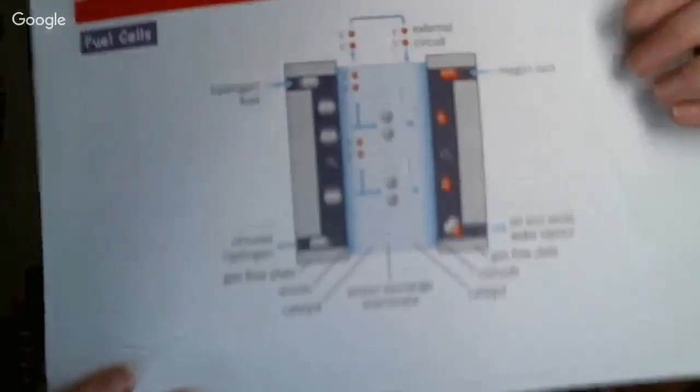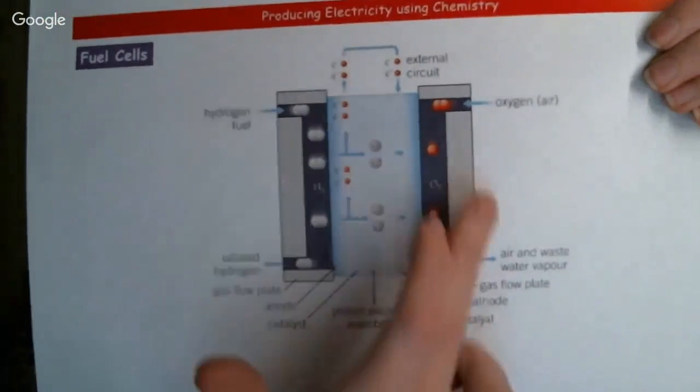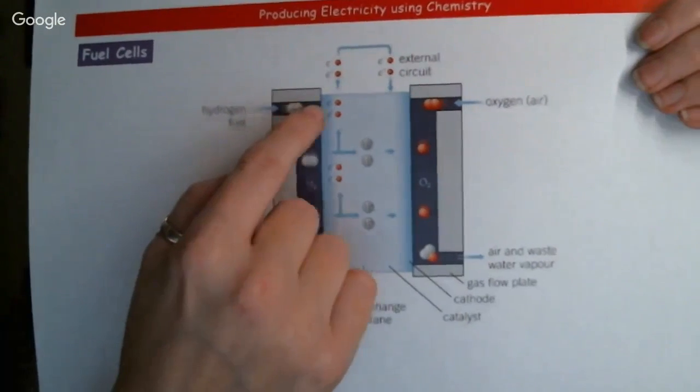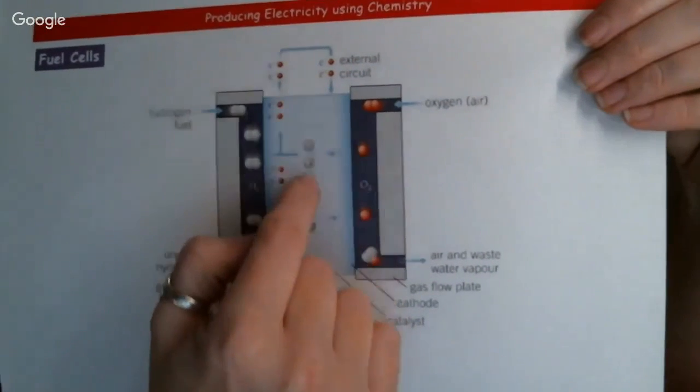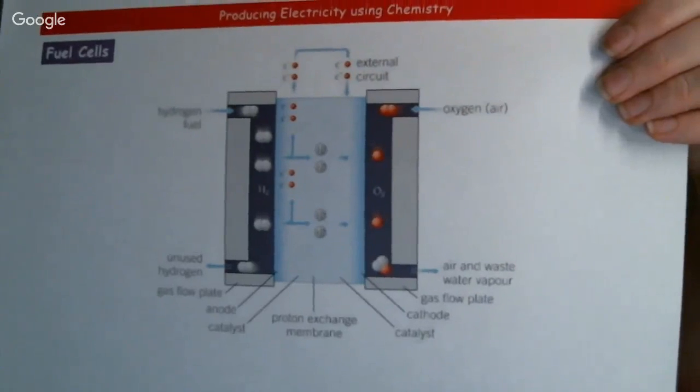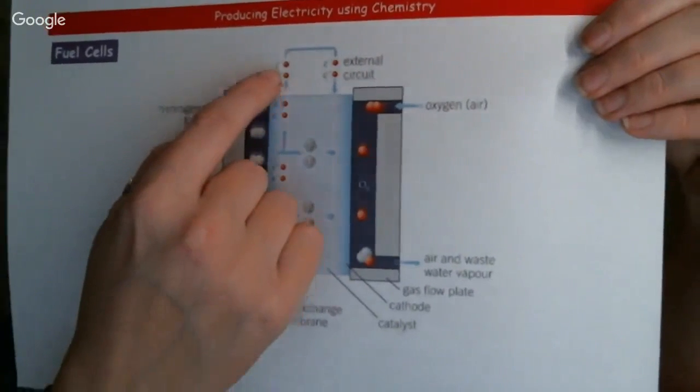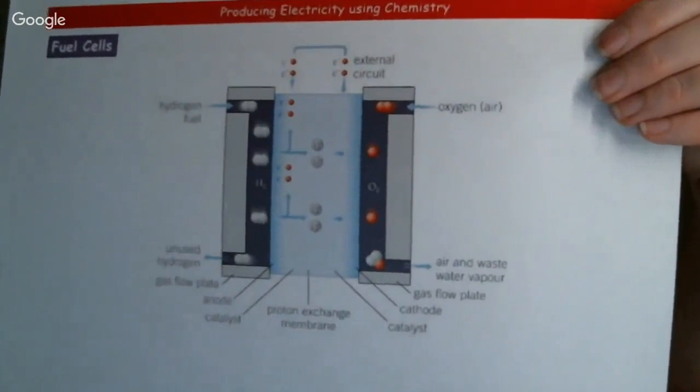So what we're going to see is a setup with this. So this is our fuel cell then. We've got hydrogen and we've got oxygen coming in. Down the center here, we've got something called a proton exchange membrane. And we've got an electrical circuit running across the top here.